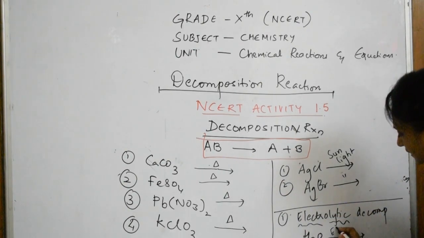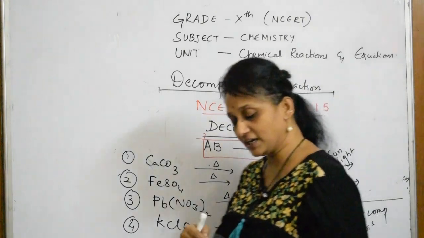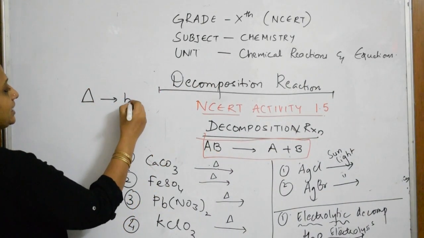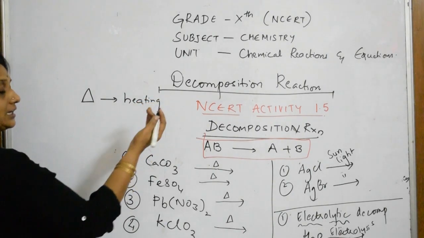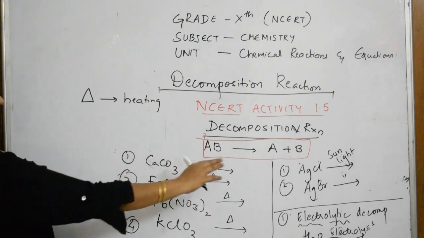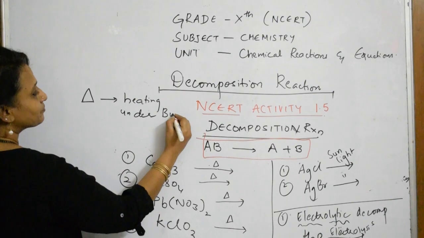Here, let me write that: electrolysis. Here, what did I do? I have written delta. Once again, let us write thermal decomposition. Delta represents heating. Heating under what? Heating under a Bunsen burner, which you use in the lab, or a spirit lamp. Okay, heating under Bunsen burner.